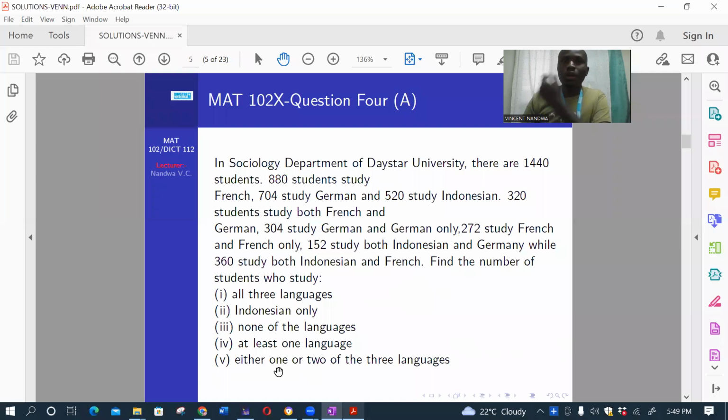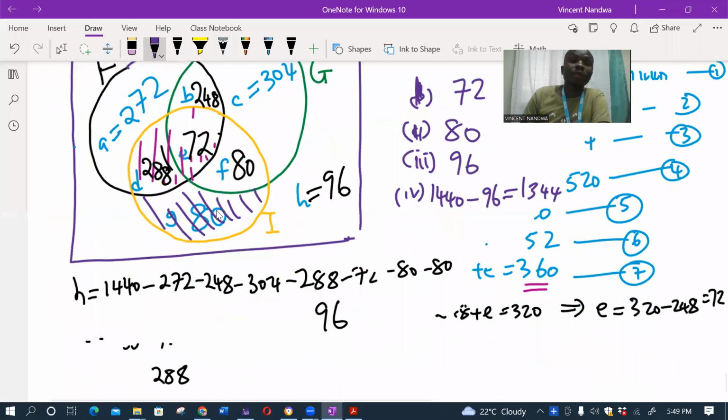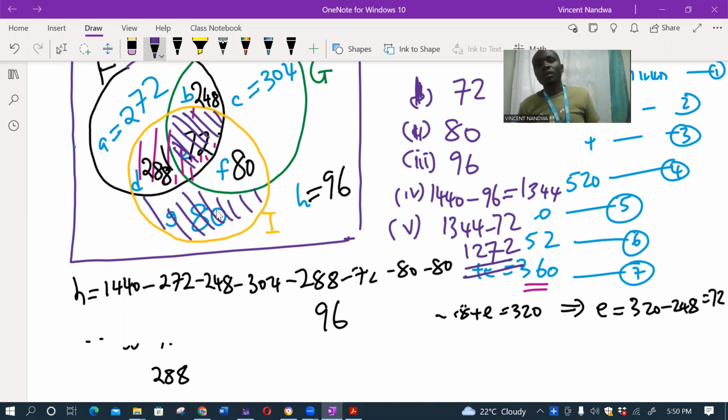And lastly, either 1 or 2 of the 3 languages. 1 or 2 means you are inside the circles, but you are not in this part E, which is counted as being in all the 3 sets. So it's as good as saying 1344 minus 72. 1344 minus 72, we get 1272. So 1272 is the answer to the last part of the question. Thank you.